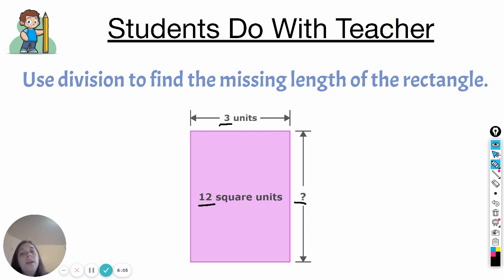Okay, let's go ahead and set up our equation. First, we need to set up our division equation, which starts with the area. The area is 12, divided by the side that we know, which is 3, and that equals our unknown. We can count by the small number to get to the big number, so go ahead, skip count by 3s till you get to 12, and message me that answer in GoGuardian.